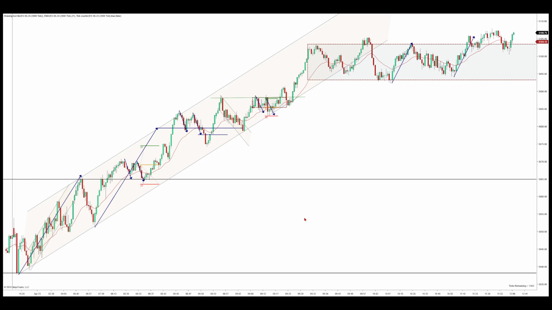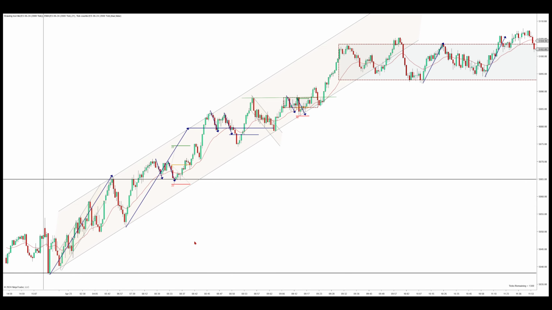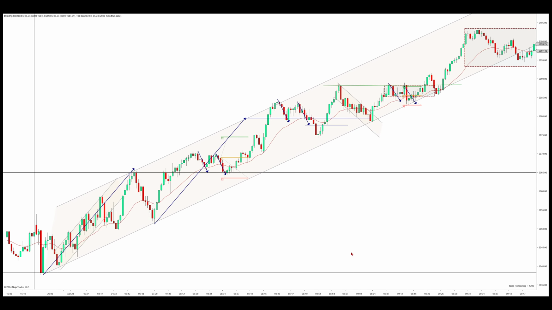Hi everyone, this is the E-mini S&P 500 futures. I'm using a 2000 tick chart and a 21 EMA. I've got my overnight high up here and my overnight low down here. These are our key levels for the day. So I started trading at 8 Central Time, which is this area right here.